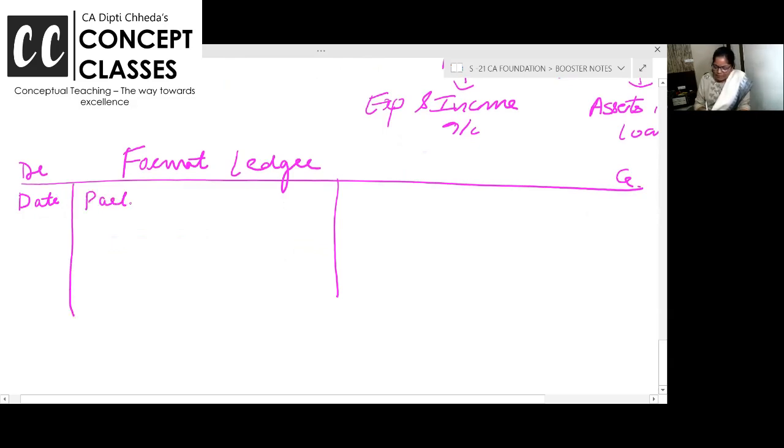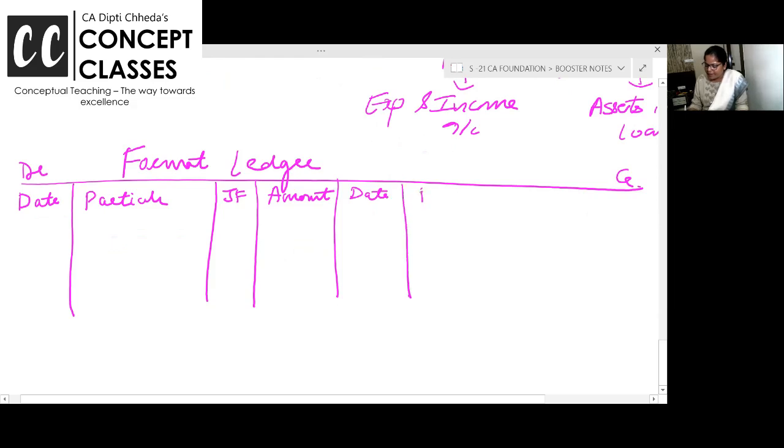Date, particulars, journal folio. From journals, which page you are doing the posting. Nowadays in computers, the posting is done automatically, but still. Date, particulars, journal folio, amount. Date, particulars, journal folio, and amount.